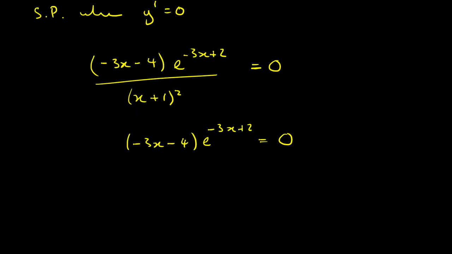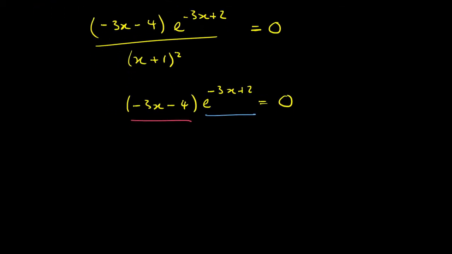So let's have a quick think about what this actually means, right? We've got two terms. We've got this term here, negative 3x minus 4. That's one term. And we've got another term here, the e to the negative 3x plus 2. And those two things multiply together to give us 0. Now, how can that be?